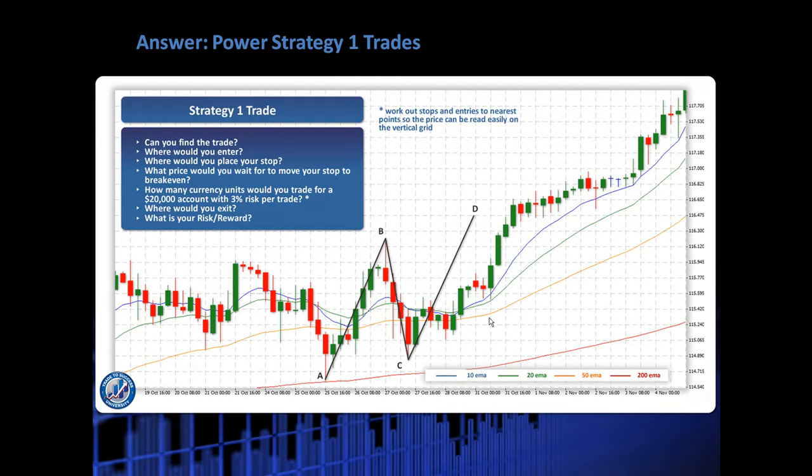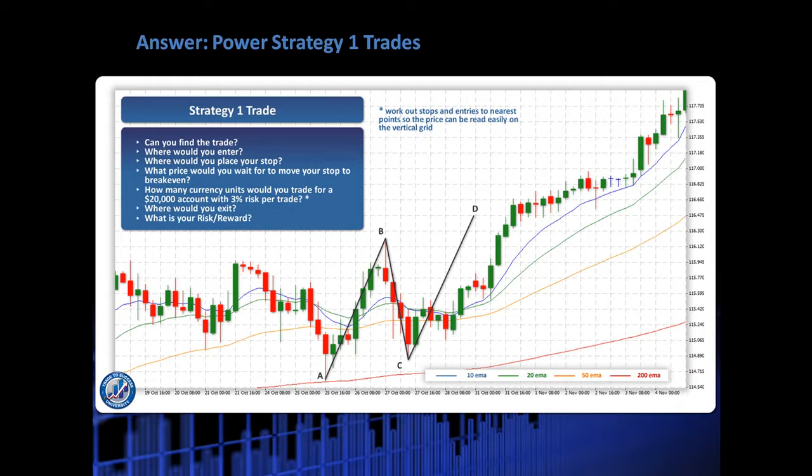So the C to D leg is going in the upward direction because, as you can see from the MAs and the positioning of the MAs, with the 200 at the bottom, the 50, then the 20, then the 10, we know that the general trend, even though it's not apparent from this starting portion of the chart, is up. So the C to D leg is agreeing with the general trend of the chart. So let's get straight into it.